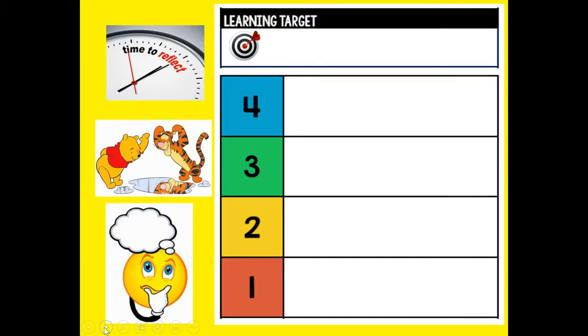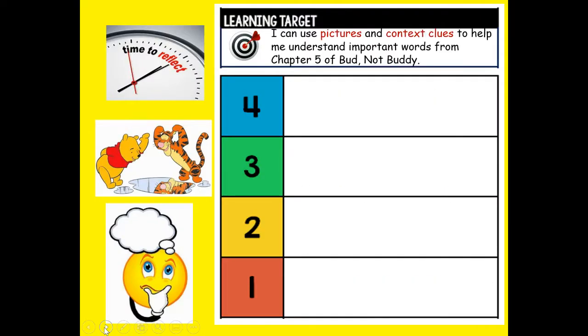And now at the top of your paper, I want you to reflect on your learning target. Just like Winnie the Pooh and Tigger are looking at their reflection, you need to reflect on how well you hit the target today for learning. The target was, I can use pictures and context clues to help me understand important words from chapter 5, Bud, Not Buddy. Now, if you haven't read chapter 5 yet, I want you to look for those important words when you read it as well.